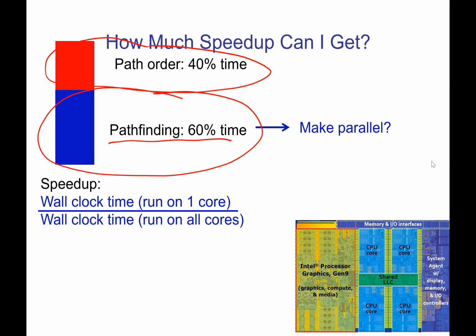You can see the number 1 answer was 1.8, and that's actually the right answer. A reasonable number of people thought there'd be a 2x speed up, and quite a few thought there'd be a 4x speed up. On the pathfinding, you could get a 4x speed up. There's not a lot of dependencies, so you should get around 4x. But that's only 60% of your runtime. And the path order, I'm not changing at all. So let's see how we combine those 2 things together.